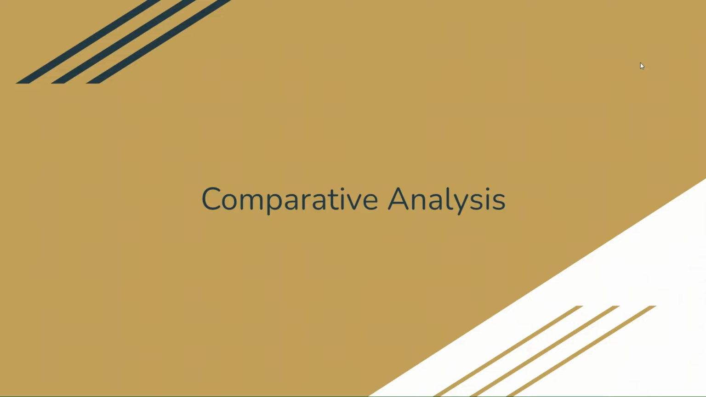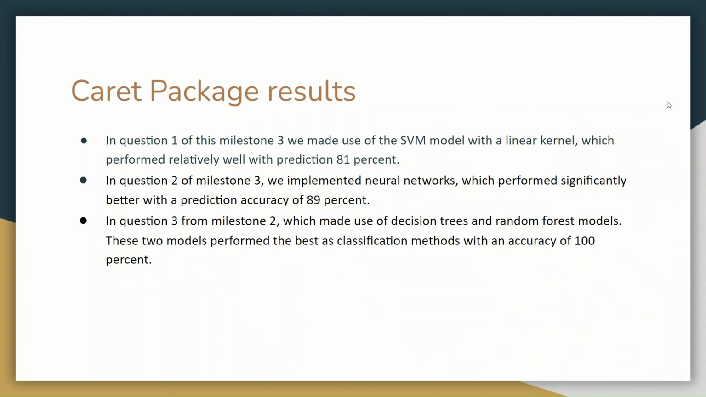The classification task method that was used for this comparative analysis was the decision tree model, which was implemented in Milestone 2. After running the caret package in Python, it was possible to obtain a list of all of the different models and how well they performed in comparison to one another.